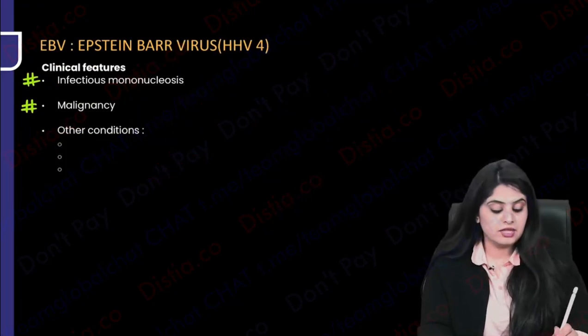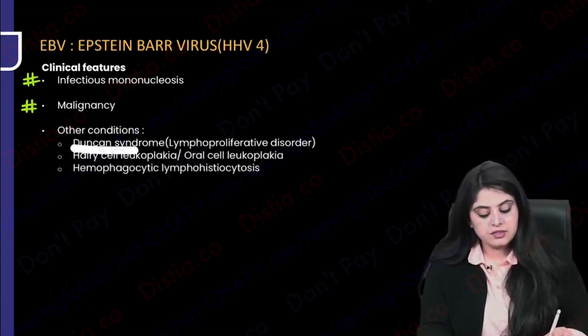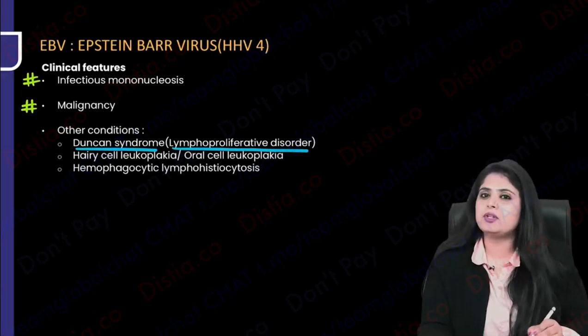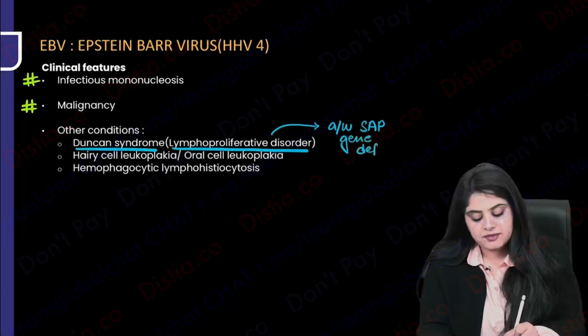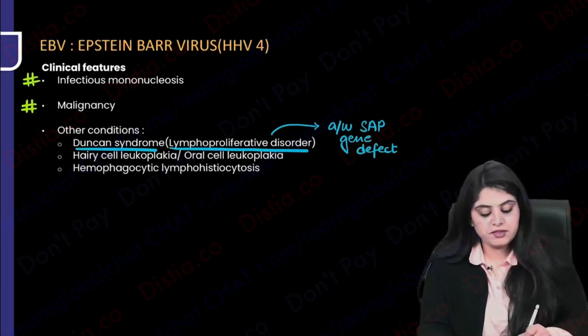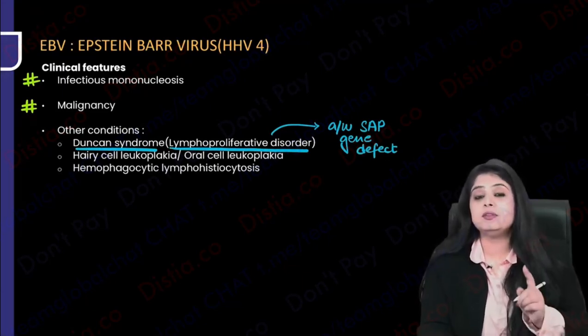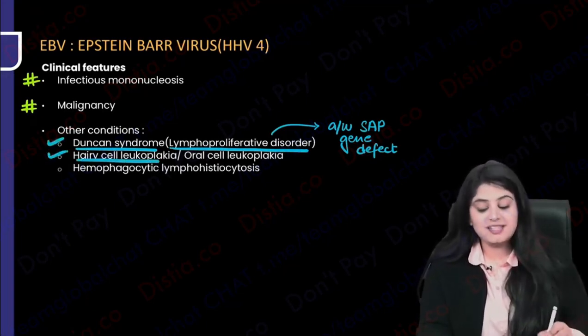What are other conditions? There is a situation known as Duncan syndrome. What is Duncan syndrome? So remember, Duncan syndrome is known as the lymphoproliferative disorder. Again, have I taught you immunology section? Did you see? Duncan syndrome or lymphoproliferative disorder is associated with which disease or which defect? It is seen in people with SAP gene defect. It is associated with SAP gene defect. X-linked lymphoproliferative disorder, I have taught you Duncan syndrome. That EBV infection is seen in SAP gene defect. Okay. Hairy cell leukemia, hairy cell leukoplakia.